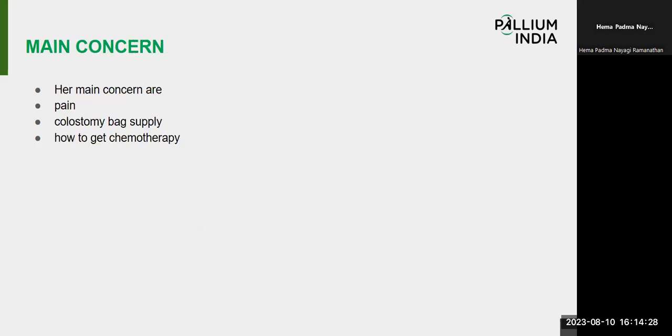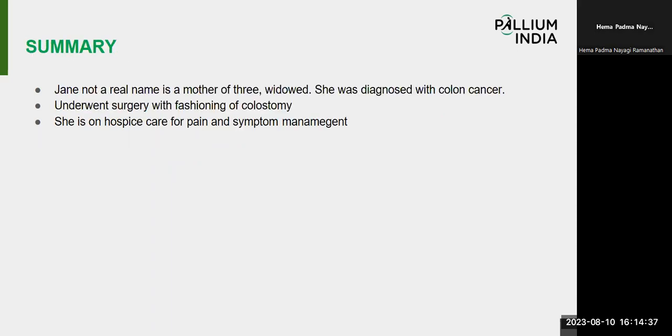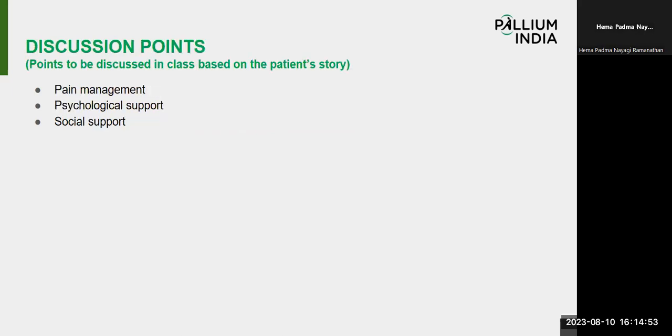Main concerns: pain, colostomy bag, chemotherapy. How to get chemotherapy? This wasn't available. Summary: mother of three, widowed, diagnosed with colon cancer, underwent surgery with a colostomy. She is on hospice care for pain and symptomatic management. Pain management, psychological support, and social support are the points to be discussed.